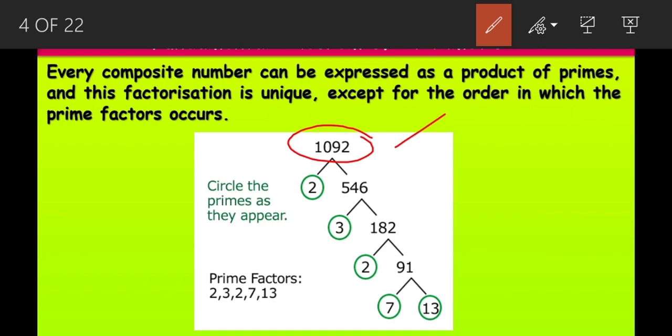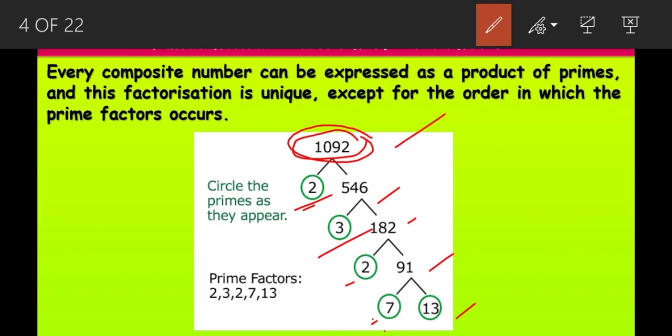Suppose we take 1092, how can we write it? 2 into 546 we can write. Again 546, 3 into 182 we can write. Again 182, 2 into 91 we can write. Again 91, 7 into 13 we can write. By the prime factorization method, which we learnt in our earlier classes.